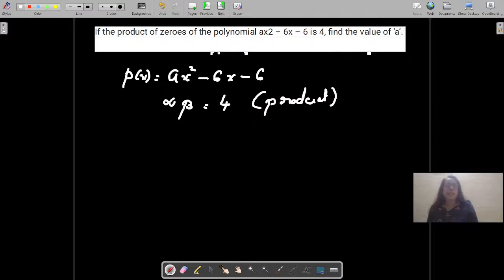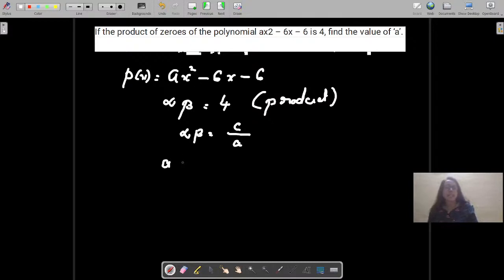How can you write it? What is the relationship between the zeros and the coefficients? Alpha beta is equal to c by a. Right? Alpha beta is equal to c by a. So when we are given the product, you have to think about the relationship, because we are given a quadratic polynomial, from which you will get a, b and c. Right? What is a, b, c?